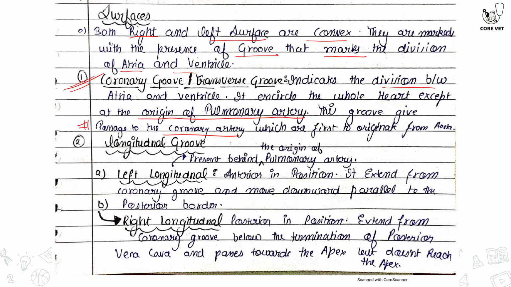Now coming on to the longitudinal groove. The left longitudinal groove is present behind the pulmonary artery. It is anterior in position.